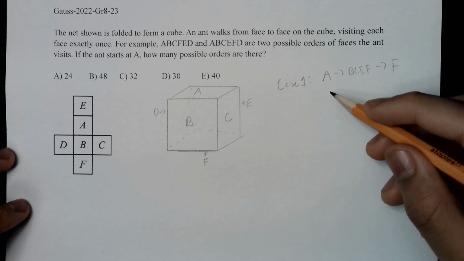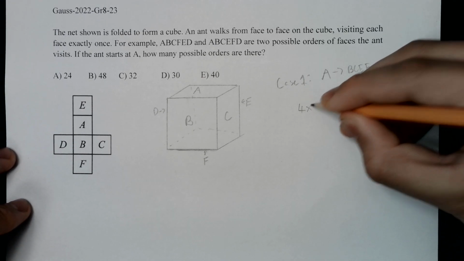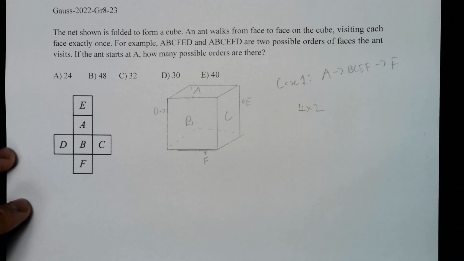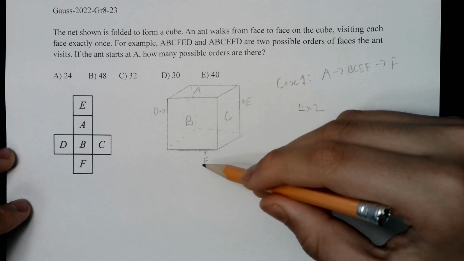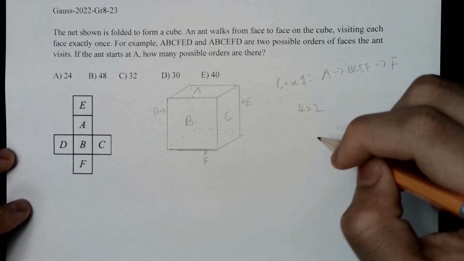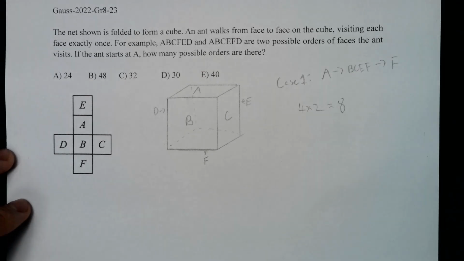This means the total number of combinations for case 1 is going to be 4 times 2. And the reason why it's 4 times 2 is because we can choose either B, C, E, or D. And after you go into F, there's only 2 options that you can choose. And yeah, so in total, there's going to be 8 possibilities for this case.